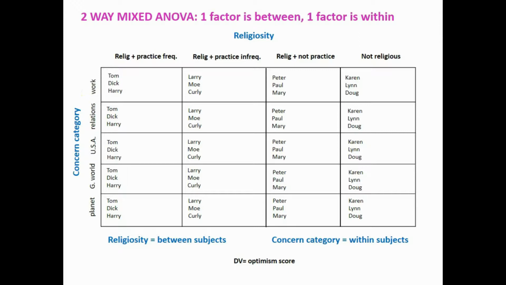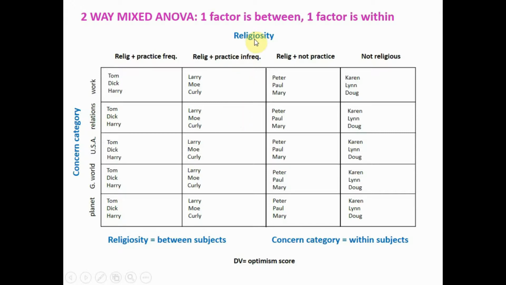We're doing this two-way ANOVA because we want to answer several questions. First of all, does religiosity all by itself have any effect on optimism? Then, does concern category all by itself have any effect on optimism? And then what about the combination of religiosity and concern category? Does that have any effect on optimism? Each of these represents a combination of religiosity and concern category, but we'll get to that in a minute.